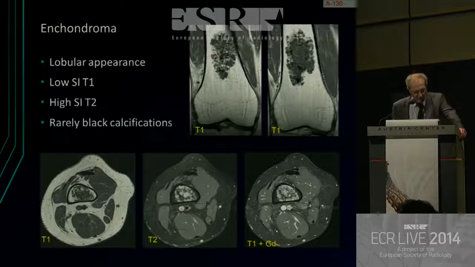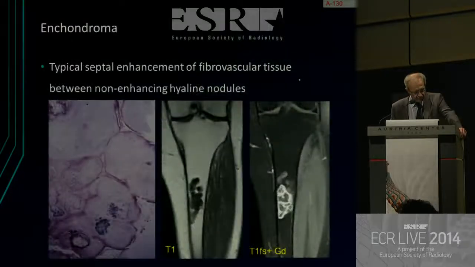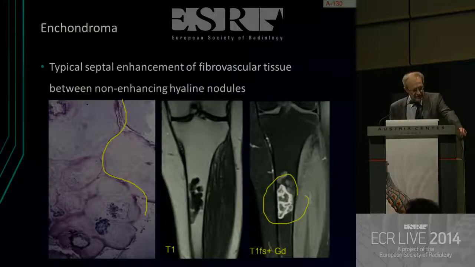Enchondroma on MRI will have a low signal intensity on T1, high signal intensity on T2, and you see the hyaline nodules. And if you look very well, you will see black calcifications, which are black on T1 and T2. When you use gadolinium, you will have a septal enhancement, which is due to the fact that the fibrovascular tissue is between the non-enhancing hyaline nodules.